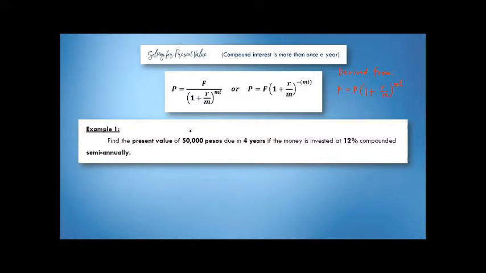Okay, so let's have example. Example number 1, find the present value. So if this is the present value, this 50,000 pesos is the future value due in 4 years. So this is time. If the money is invested at 12%, so that is the rate, compounded semi-annually. Okay, semi-annually is compounding period. So highlighted na ulit ang ating given, i-rewrite lang muna natin.